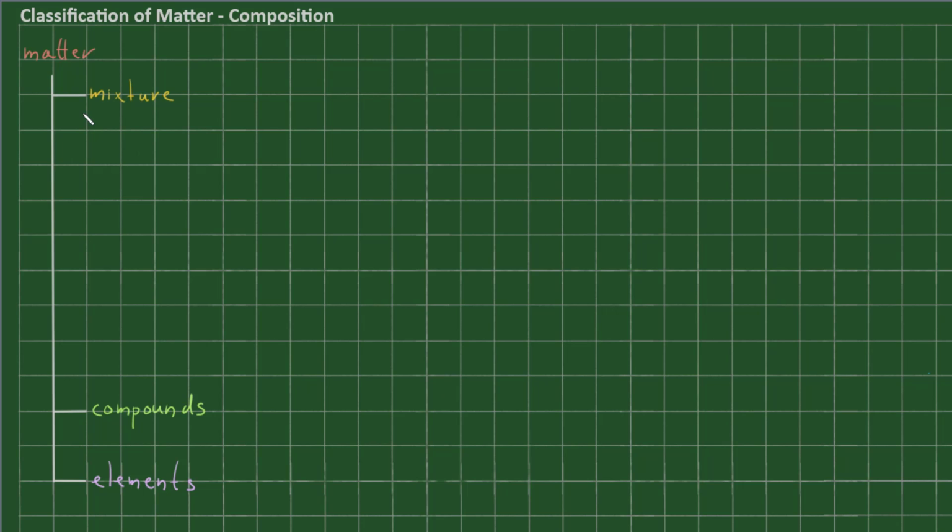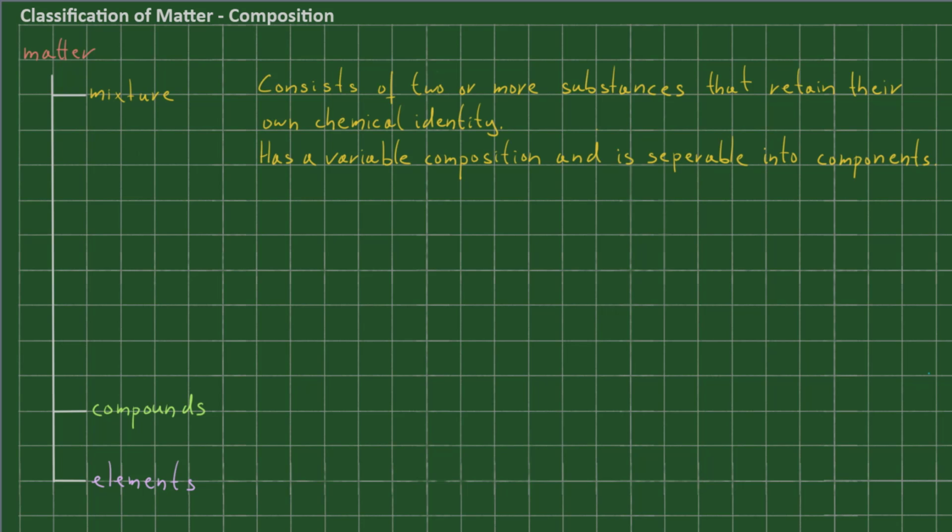Most of the materials around us are a mixture. A mixture consists of two or more substances that retain their own chemical identity. What does this mean? Well, let's say I take a cup of water and dissolve a spoonful of sugar in it. The cup now contains both water and sugar, two substances. Neither substance has been changed. I still have water, but I also still have sugar. Yes, it is dissolved in water, but it is there.